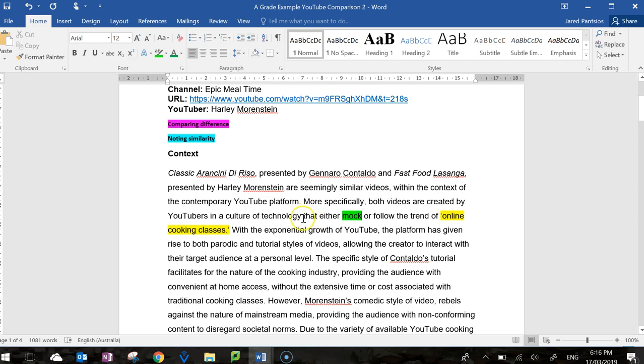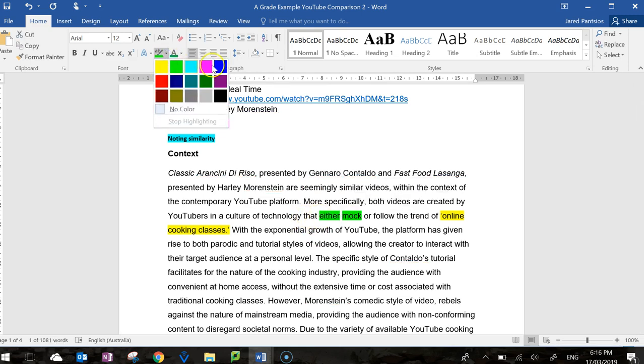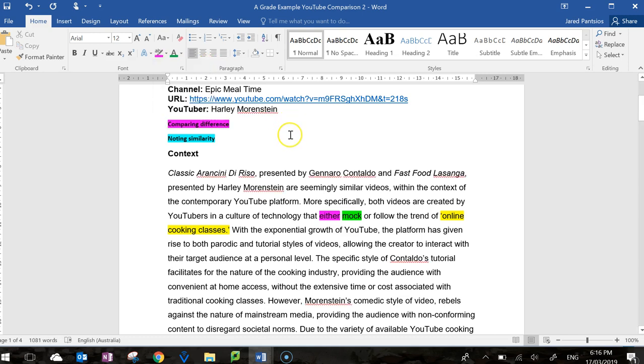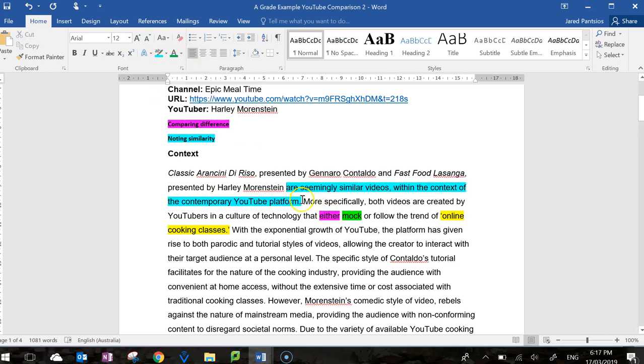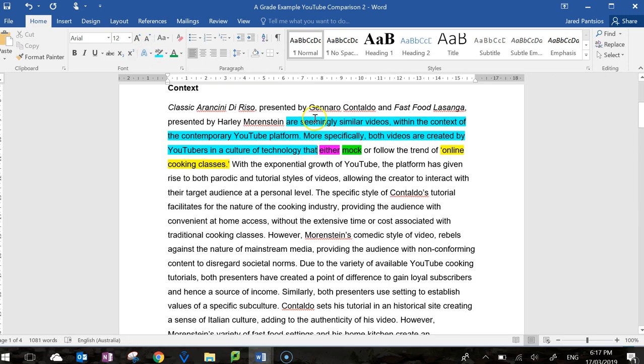So already there we're noting a nice little idea of difference, which I'll go ahead and highlight in magenta. We could go ahead and actually highlight that in light blue in retrospect, and that in blue. But let's get down to the nitty-gritty.